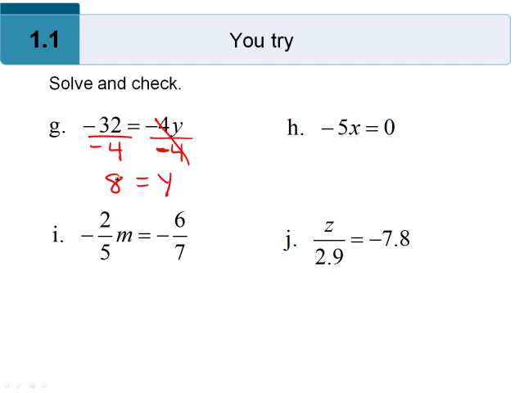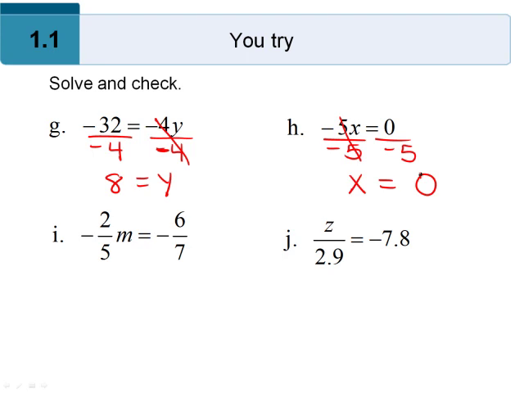On letter H, we're trying to get rid of -5. So since that's multiplication, you have to use division. So you're going to divide by -5 on both sides. Those cancel. And x equals, this is where everybody has a hard time, 0 divided by -5. You can divide by -5, that's okay. 0 divided by -5 is just plain old 0.